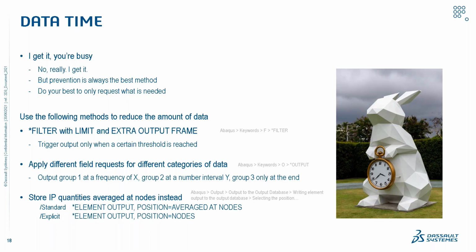So instead of storing information at the integration point and having to extrapolate that out to the nodes and then average it at the nodes, you may just store the information at the nodes in the first place so that you don't have to do those extra computations and that you don't have the additional information of having information at all of the integration points, and instead it's only at the nodes, which are typically fewer than integration points. In standard, you can do that by saying position equals averaged at nodes, and in explicit, you can say position equals nodes.